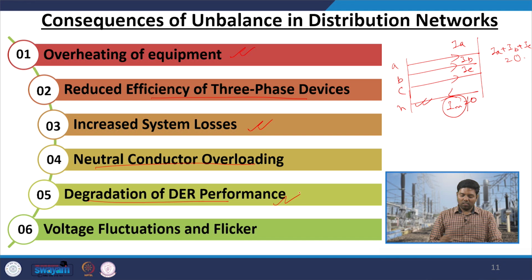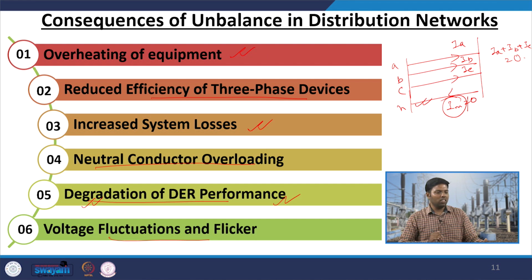If you connect it, but in your grid everything is unbalanced, then obviously it will also draw an unbalanced current. So the system will become unbalanced. If that is there, then your DER performance will also degrade, because it is supposed to give you a balanced system. Then you will get voltage fluctuation and flickers in the different phases, like one phase is experiencing very high voltage, another experiencing very low voltage, then you will get a voltage fluctuation between the phases.